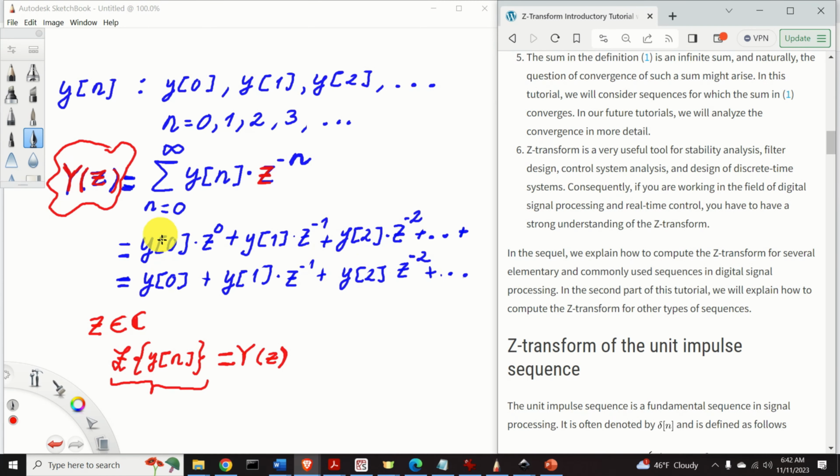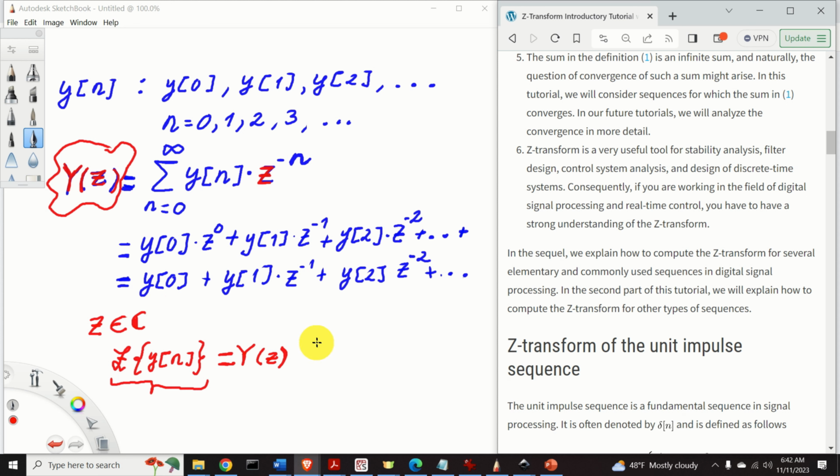The sum in this definition is an infinite sum, and naturally the question of convergence of such a sum might arise. In this tutorial, we will consider sequences for which this sum converges. In our future tutorials, we will analyze the convergence in more detail.